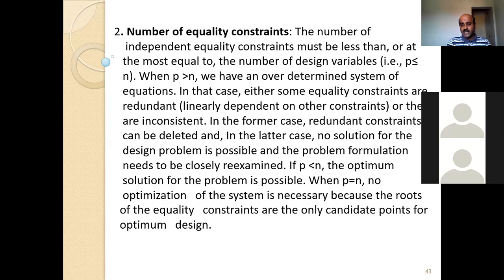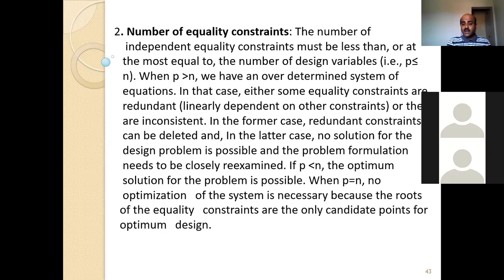Okay, so if P is greater than N, you have an overdetermined system and some equality constraints might be redundant and some might be inconsistent. Those which you identify as redundant, you can omit or eliminate. And if you find they are inconsistent, then you have to closely re-examine the problem formulation. So this is one important condition you should remember.